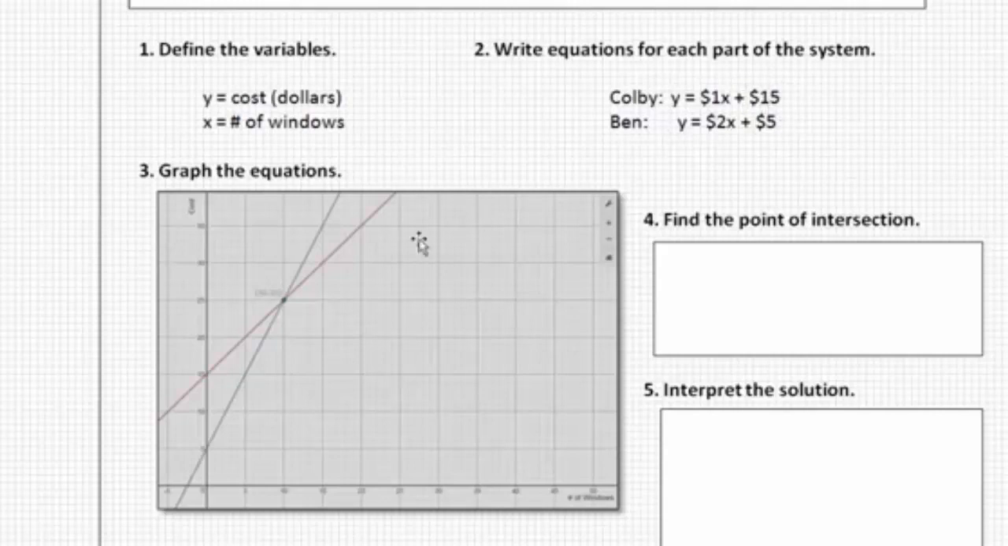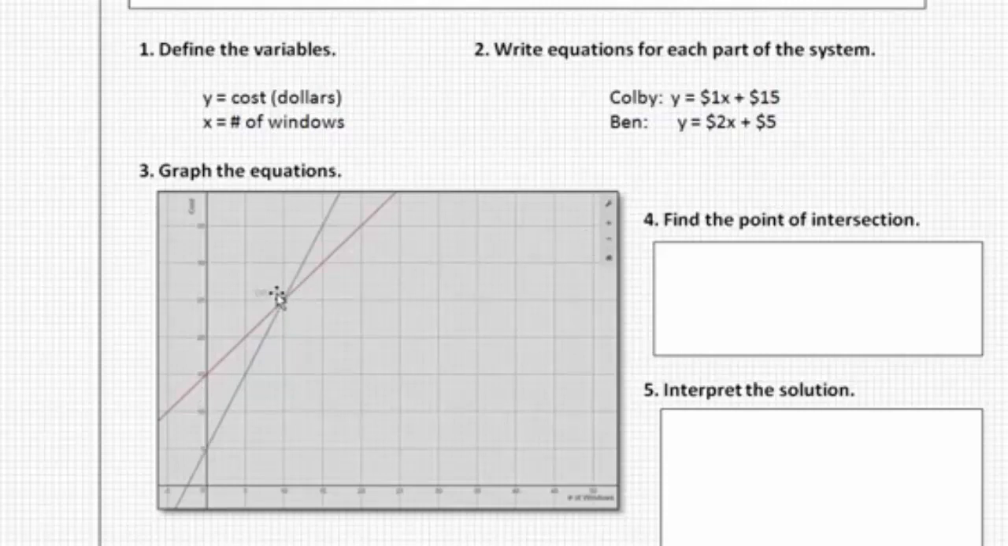So let's see if we can identify. This blue line is my line for Ben, because he starts out at $5 and then it goes up 2 over 1, 2 over 1. And Colby's, he starts out at 15, so he's the red line, and it goes up 1 over 1, up 1 over 1, up 1 over 1. And so now we've graphed them. This gives us a lot more. We have an equation and we have a graph, and that's going to give us a lot of information to see how we can further analyze this problem.